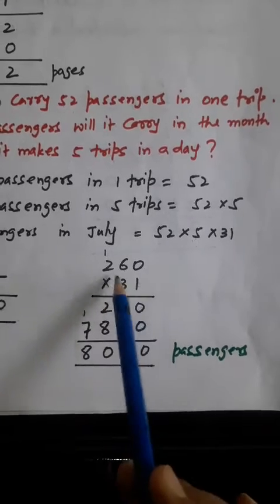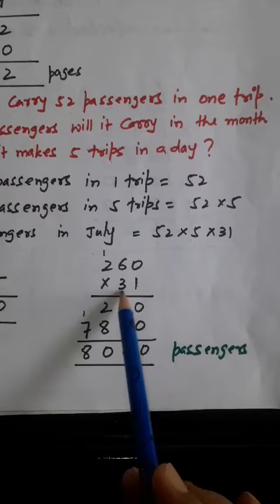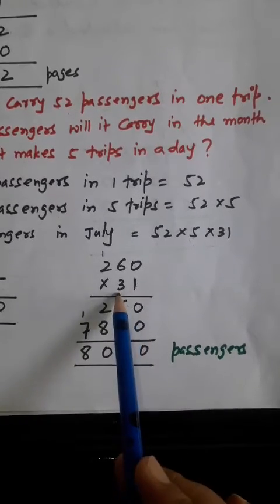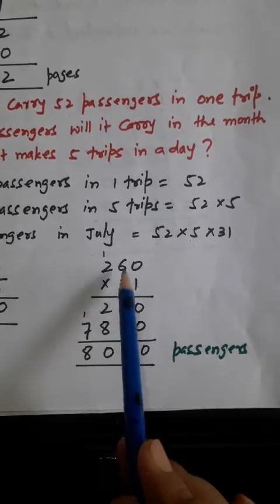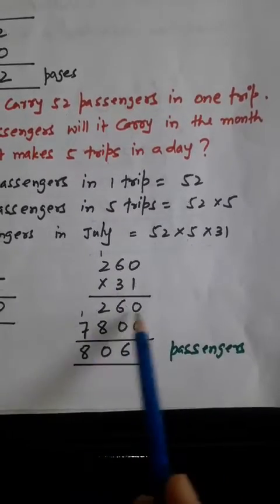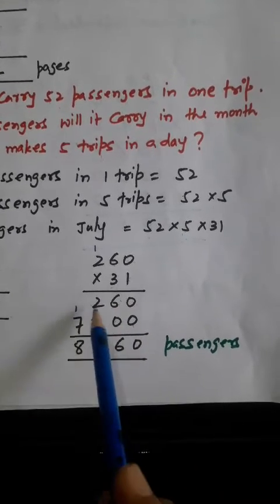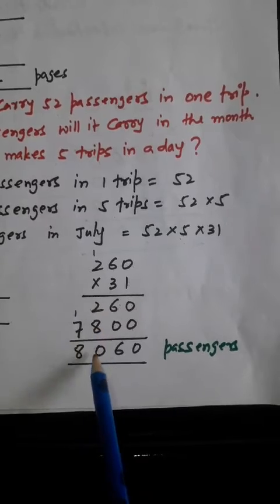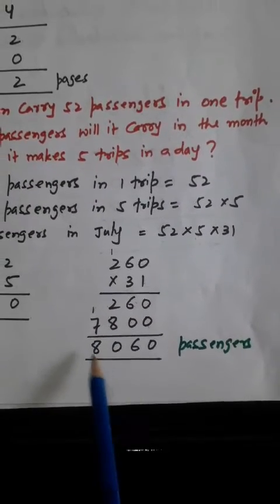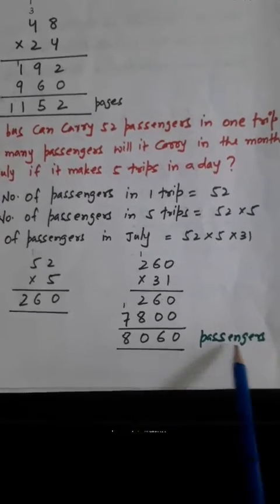Okay. Now multiply 260 by the number at the tens place, that is 3. For that you have to write 0 here, then multiply. 3 zeros are 0. 3 6s are 18, carry 1. 3 2s are 6 plus 1, 7. Now you add these numbers. 0 plus 0, 0. 6 plus 0, 6. 2 plus 8, 10, carry 1. 7 plus 1, 8. Now how many passengers will it carry in the month of July? That is equal to 8060 passengers.